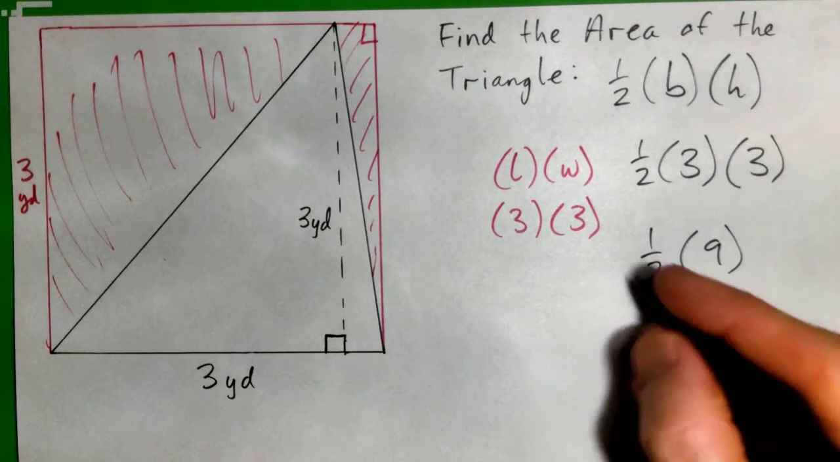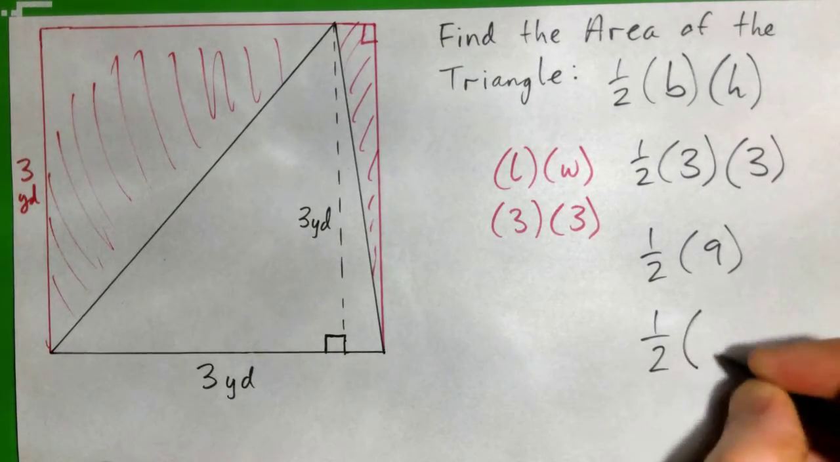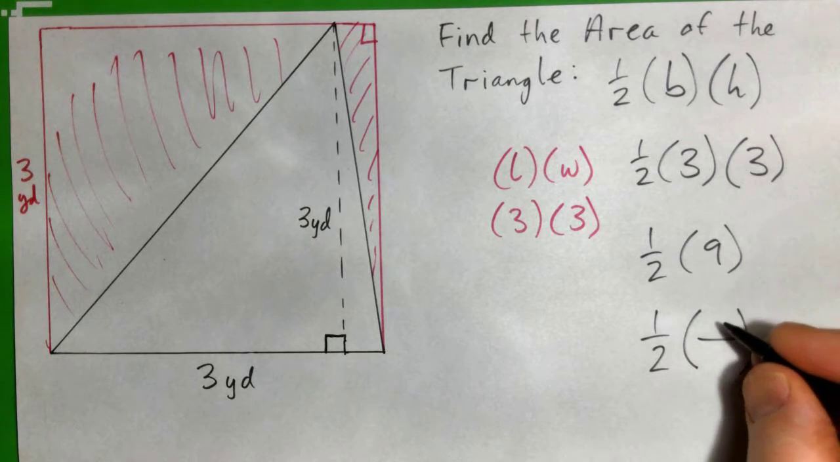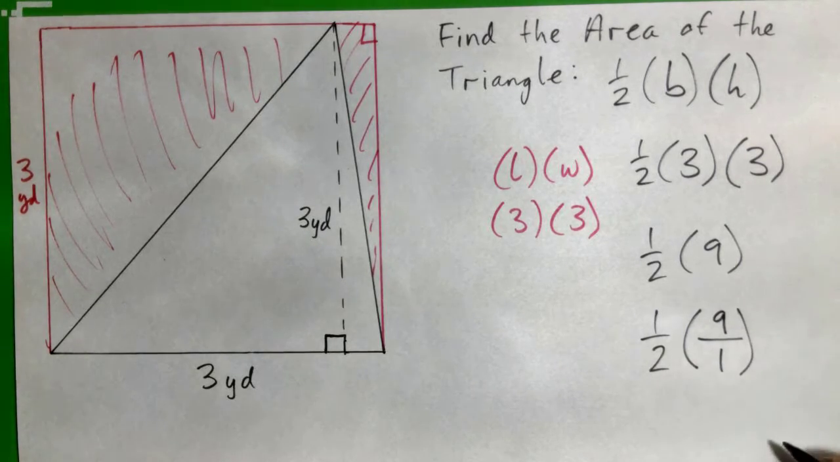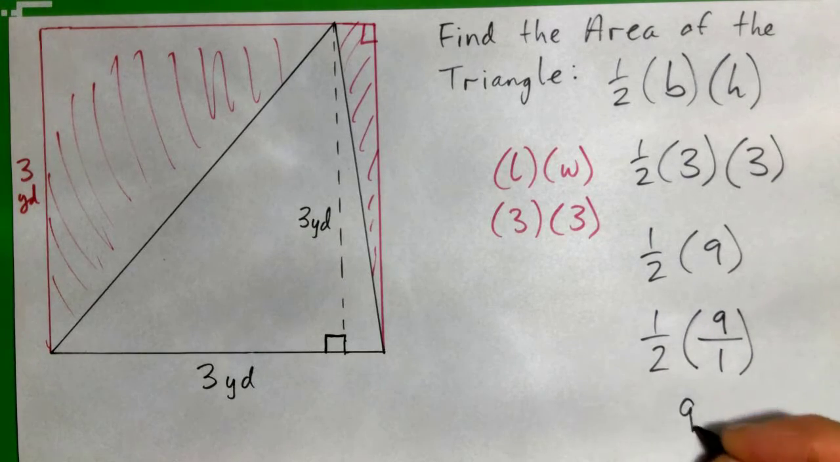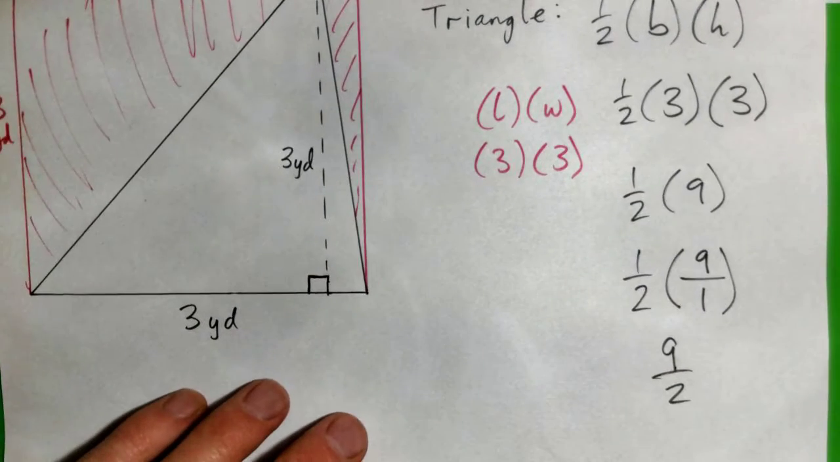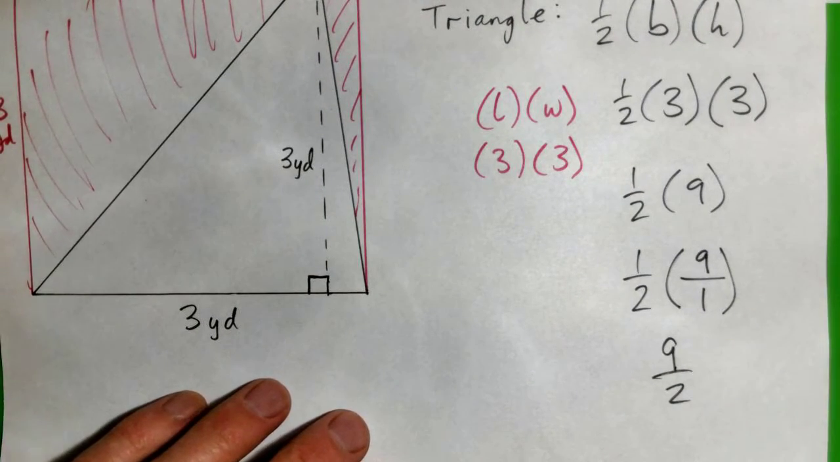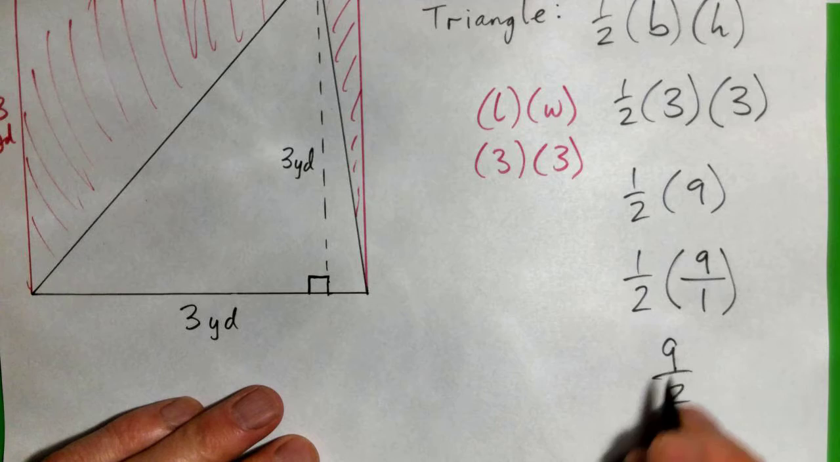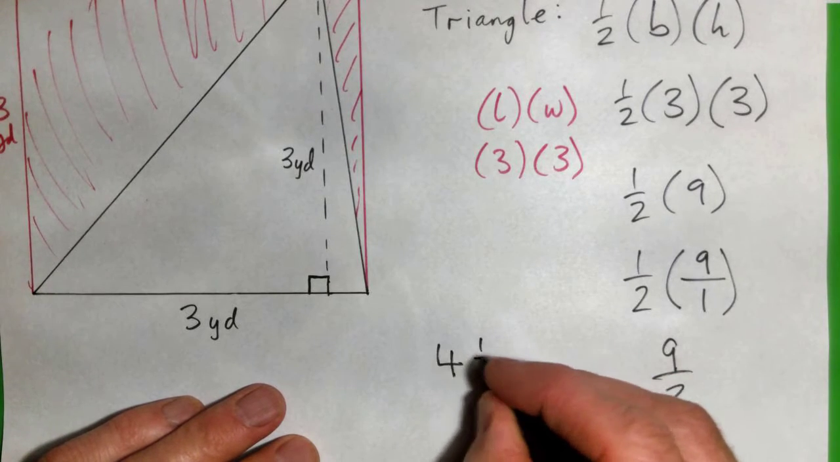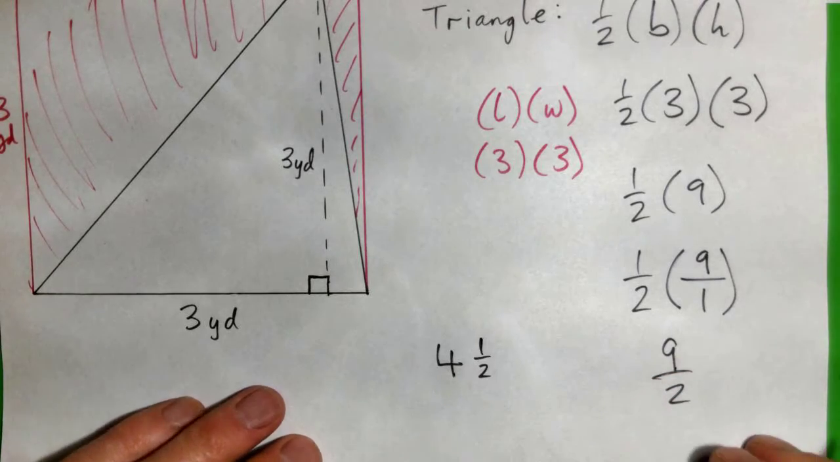And I can change the 9 to a fraction so that I can multiply a half times 9. 9 as a fraction is what? 9 over 1. And 1 times 9 gives 9, 2 times 1 is 2. We have 9 over 2. And what's that as a mixed number? 2 into 9 goes 4 times, remainder 1. 4 and 1/2. So the answer is 4.5.